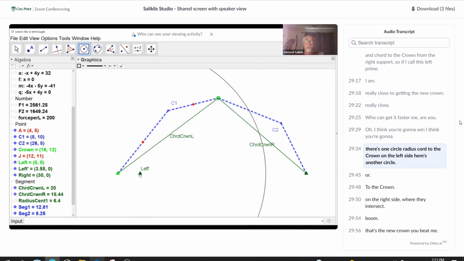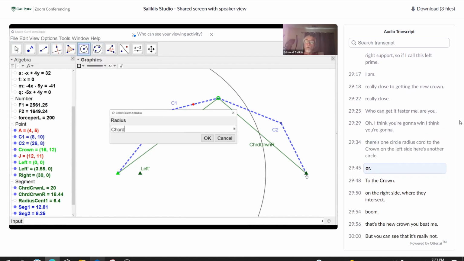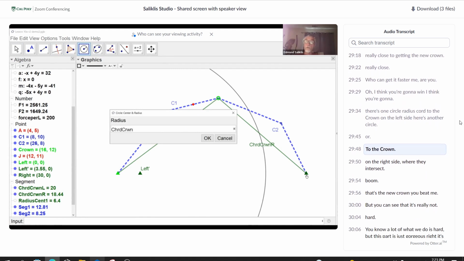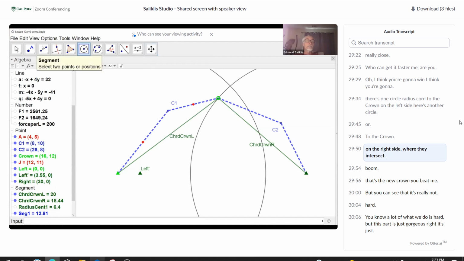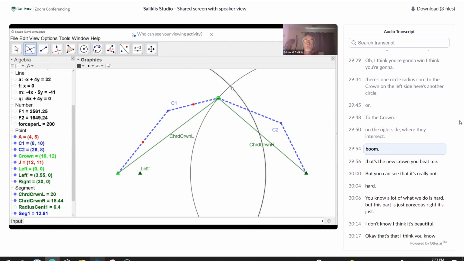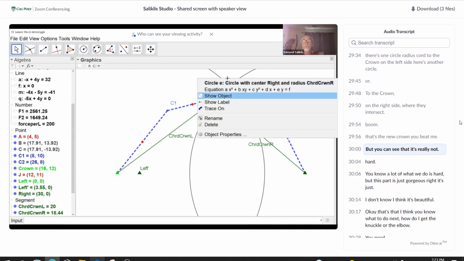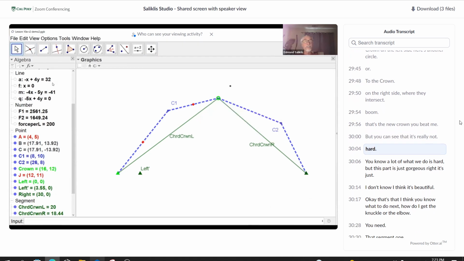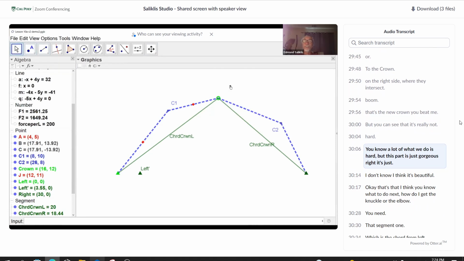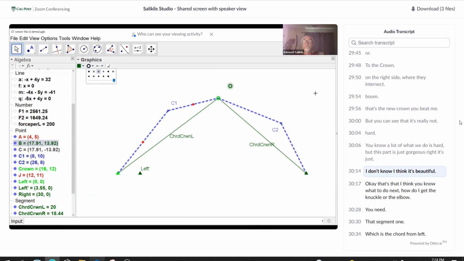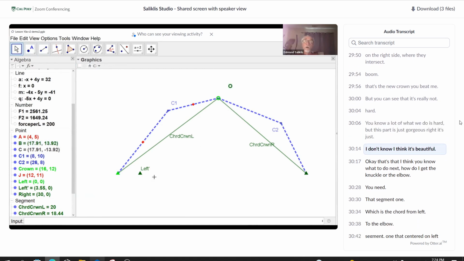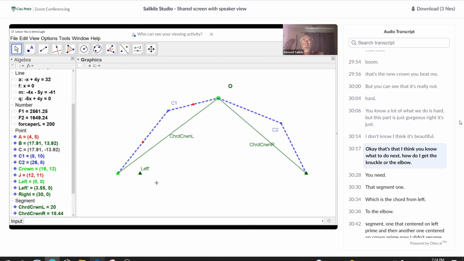There's one circle, radius, chord to the crown on the left side. Here's another circle, chord to the crown on the right side where they intersect. Boom. That's the new crown. You beat me. But you could see that it's really not hard. I mean, a lot of what we do is hard, but this part is just gorgeous, right? I think it's beautiful.